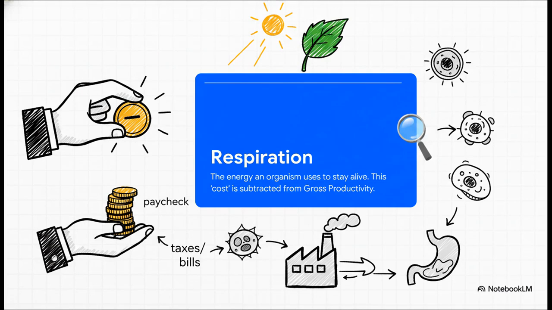So what is this cost of living for, say, a tree or a squirrel? Well, it's a process you probably heard of called cellular respiration. It's all the energy it burns just to stay alive. To move around, to digest food, to keep its cells working. If we stick with our paycheck analogy, respiration is like the taxes, the rent, and the grocery bills that get taken out before you ever see your take-home pay.